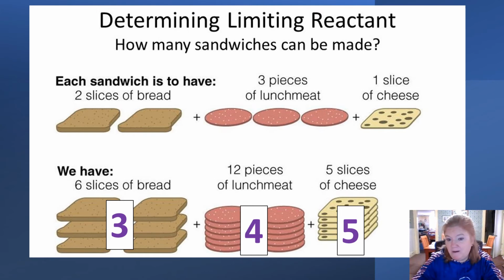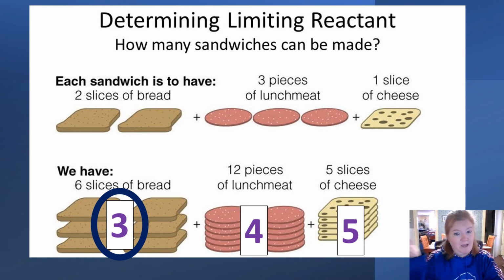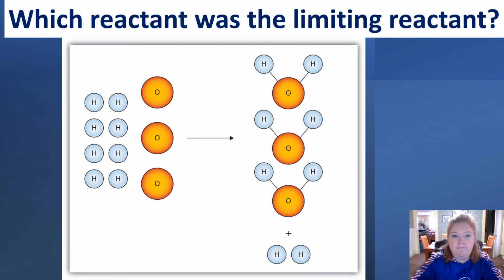But first of all, that number's not all the same, so that means one of them is limiting it. The 3 sandwiches I can make from the bread is going to limit how many sandwiches I can make. I'm going to have extra lunch meat and extra cheese, but I still can't make another sandwich. So what was the limiting reactant in this case?